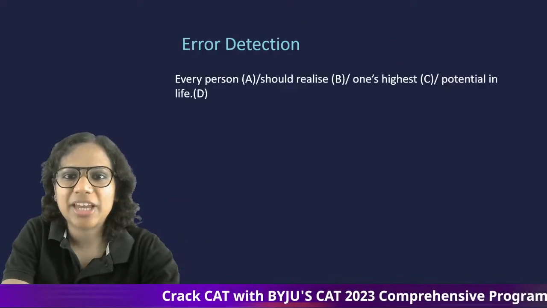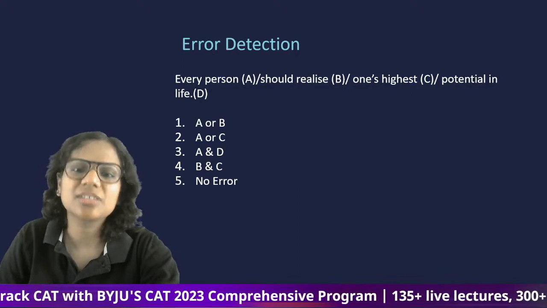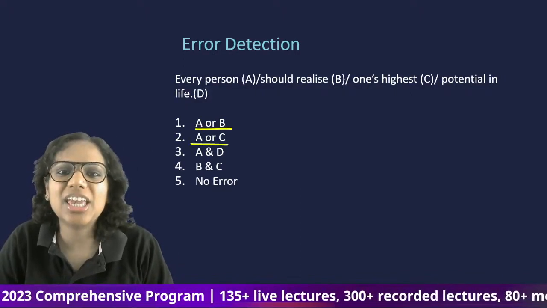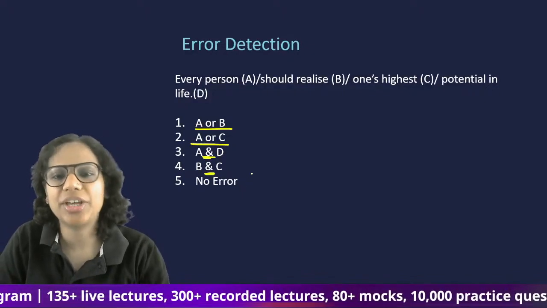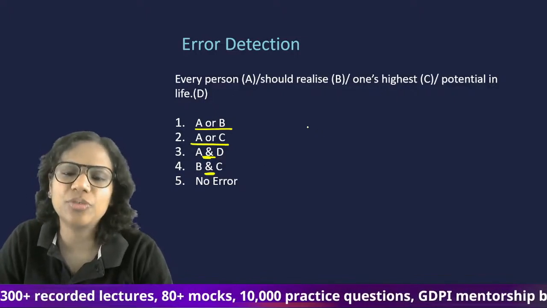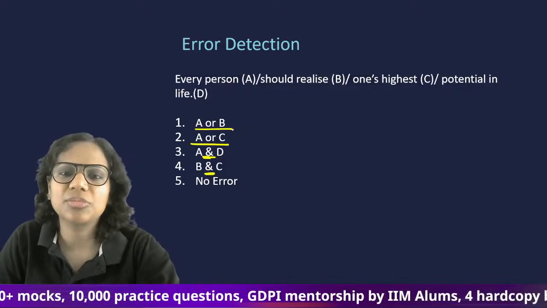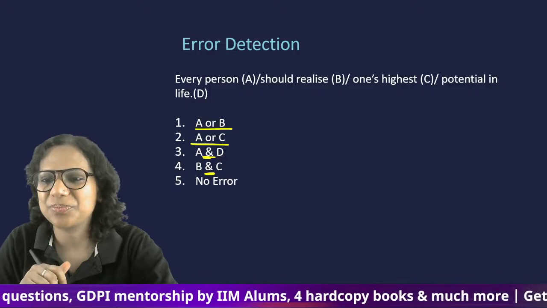So this was about parajumbles. Look at this error correction question here with a twist. The twist is that you have options such as A or B, A or C, A and D, B and C, and no error. A or B means that one of them will be corrected. Okay, one of them needs to be corrected, right? At least one of them. That is what this means. And let's see what you say here.